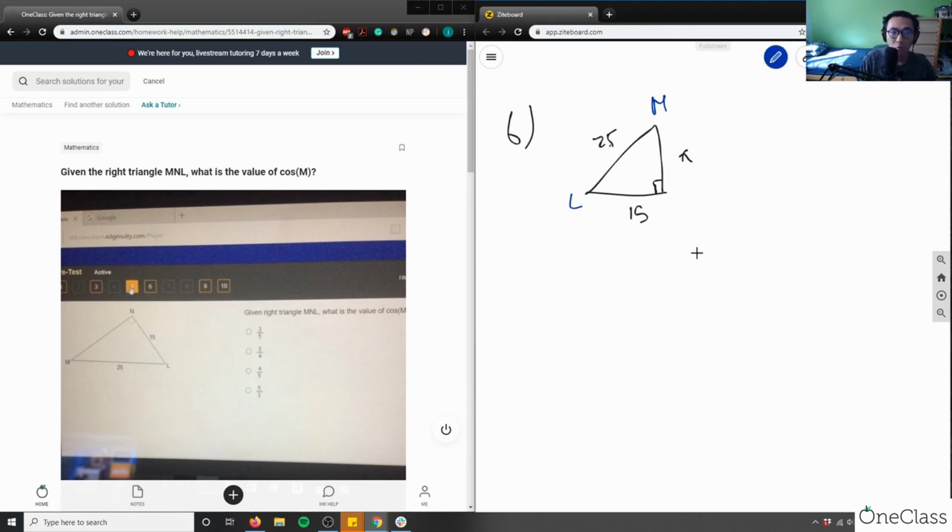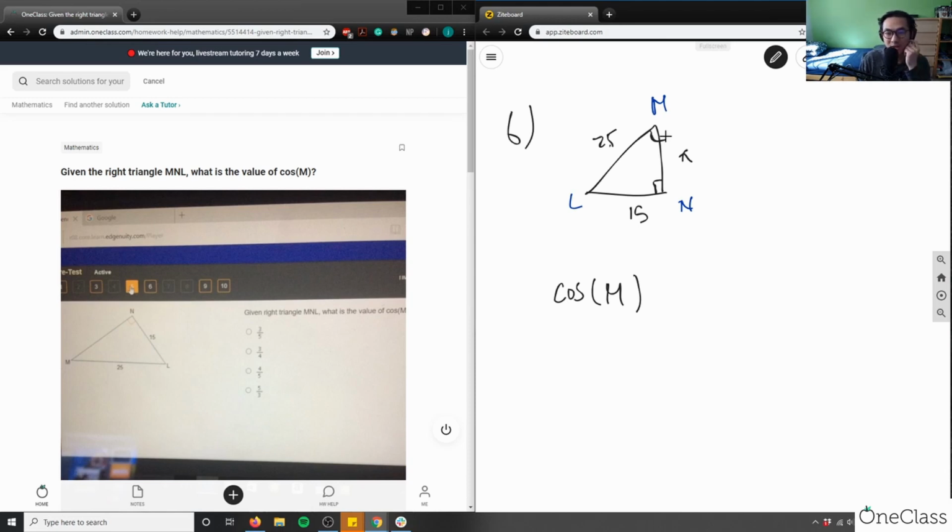So again, given the right triangle, I'm finding the value of cos M. So what is cos M? M here is this angle on the top side. So I'm looking at this angle specifically.